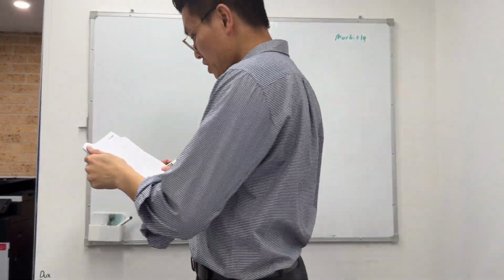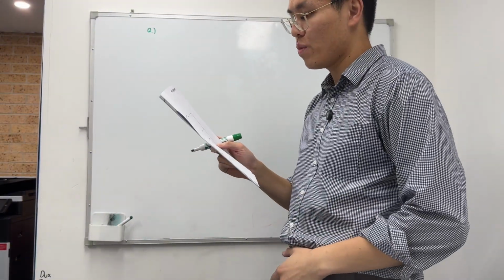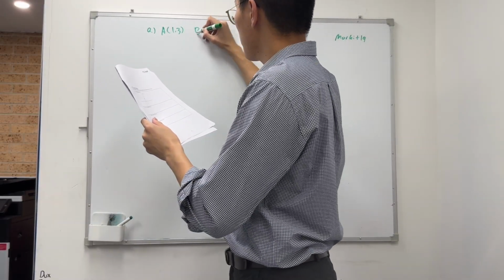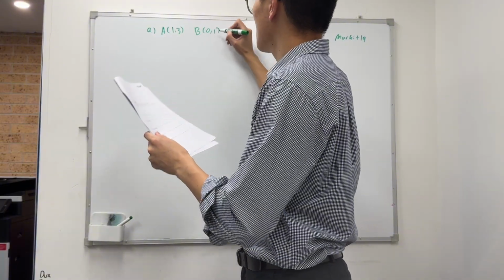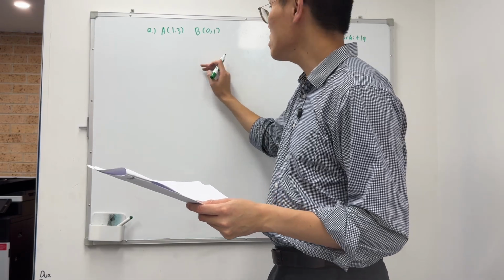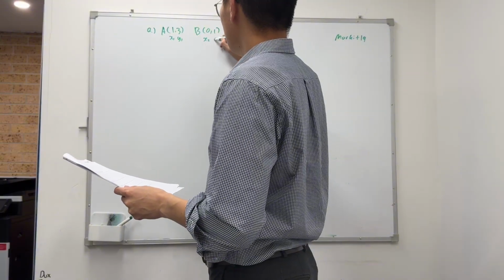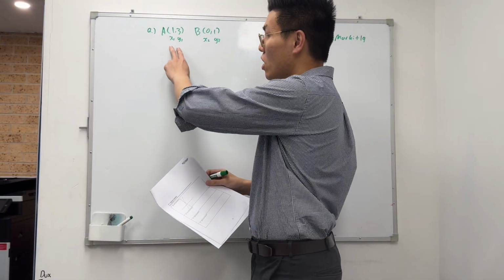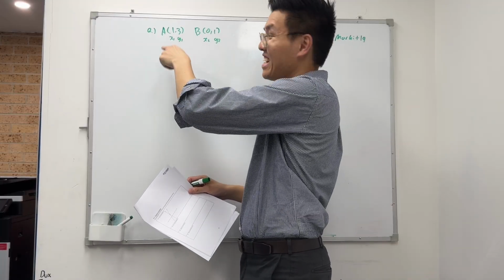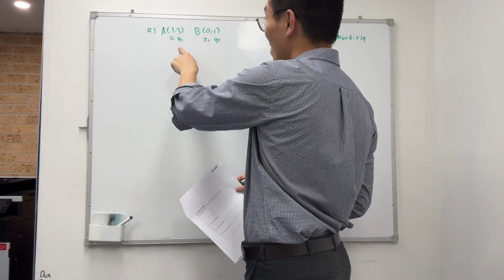Okay, teacher's examples. Find the gradient of the following lines given the 2 points on the line. So we have A (1, 3) and B (0, 1). We're going to label them as x1, y1, x2, y2 to avoid confusion. Remember, it's x1, y1, x2, y2. It's not x1, x2, and then y1, y2. That doesn't make sense.